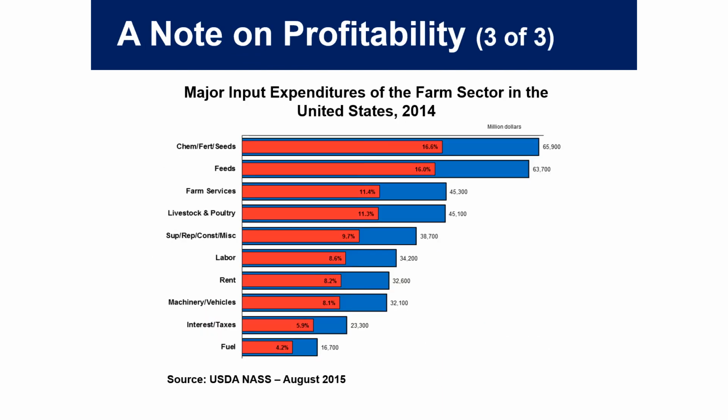This one's kind of neat. It talks about the input expenses in the farm. So the biggest input expenses are seeds and feed, and then fuel is relatively small compared to some of those other expenses.